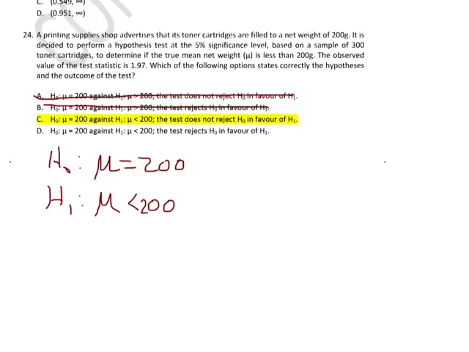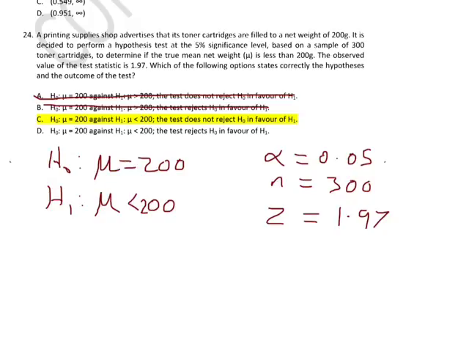And you could easily convince yourself here, with alpha is 0.05 and n is 300, that this test statistic is a Z statistic because we've got such a large sample size. And so the question is, with a Z of 1.97, do we reject this hypothesis or not?